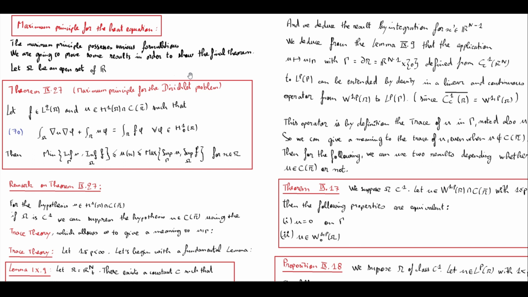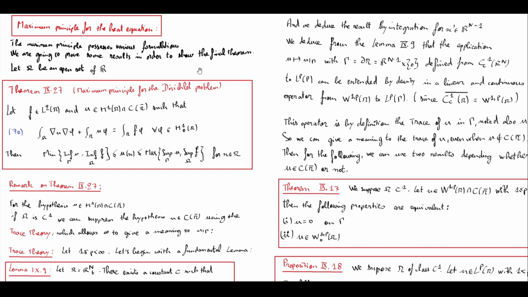Theorem 9.27 is the maximum principle for the Dirichlet problem. Let f be in L2(omega) and u in H1(omega) intersect C(omega bar) such that we get the equality (7.0) for all phi in H1_0(omega). Then the minimum between the infimum of u on gamma and the infimum of f on omega is smaller or equal to u, which is also smaller or equal to the maximum between the supremum of u on gamma and the supremum of f on omega, for x in omega.